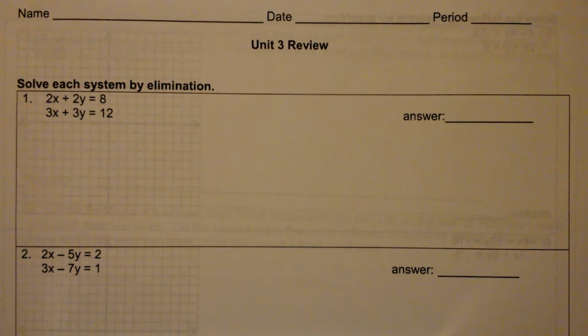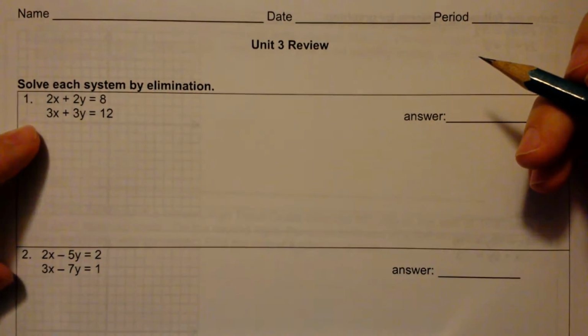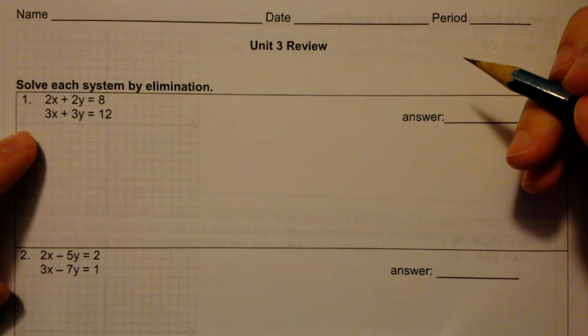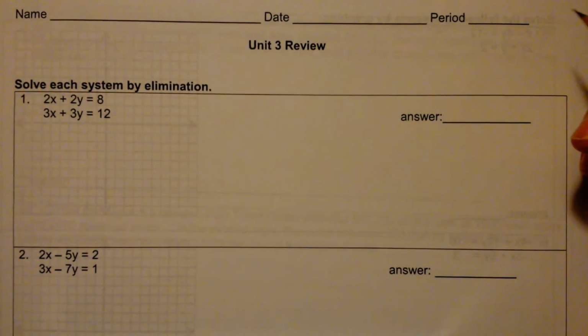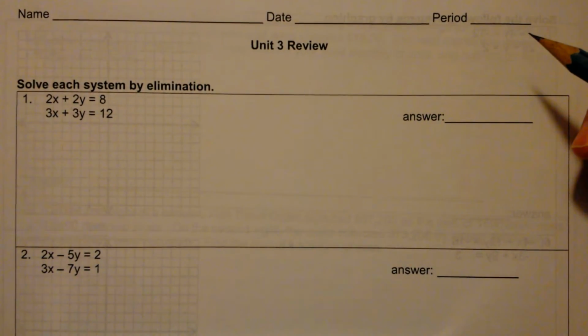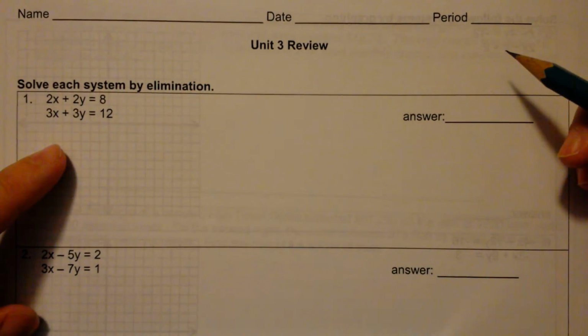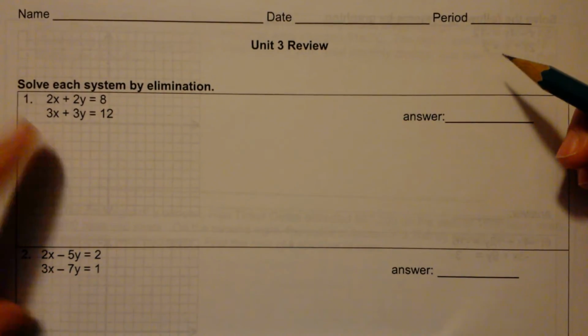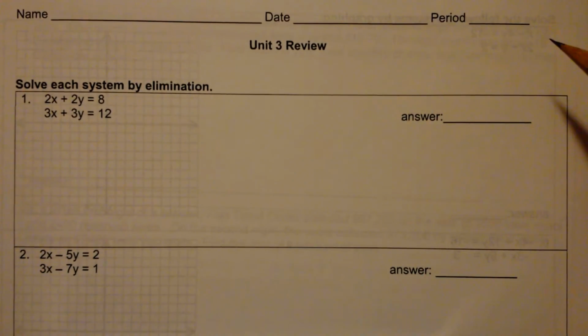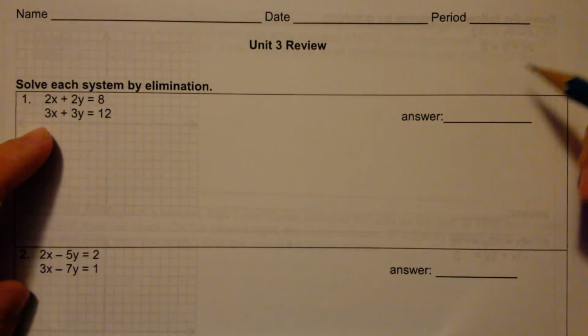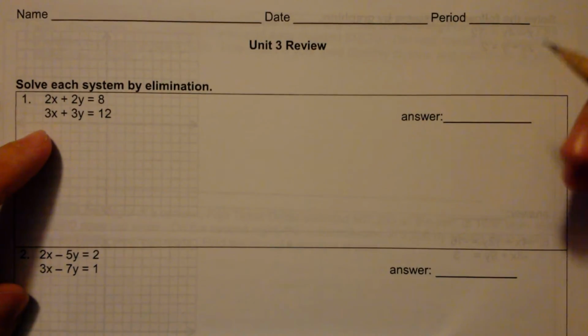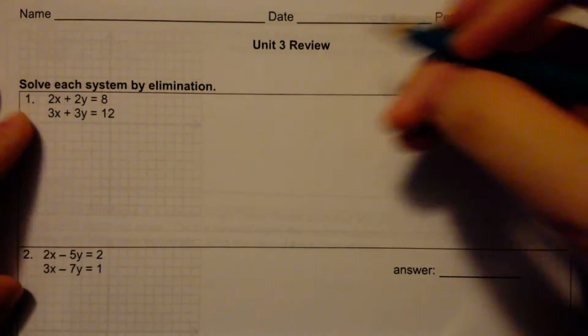Okay, so this is our Unit 3 review. The first page says solve by elimination and substitution. Just use a matrix. If you want to do it by hand, do it by hand. If you want to do it in a matrix, great. Just make sure you're getting the same answers that I'm getting.